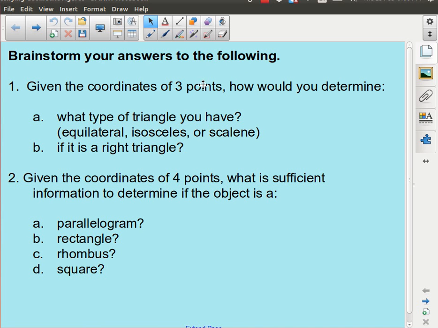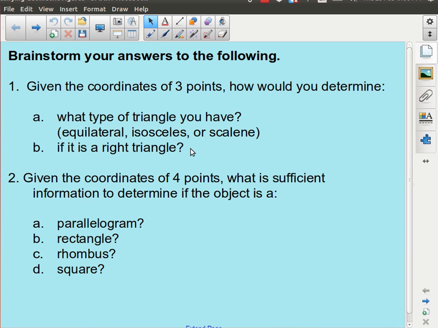If I gave you 3 points, you can draw line segments between those points and form a triangle. There are different types of triangles. Equilateral triangles have all 3 sides equal. Isosceles triangles have 2 sides equal and then the third side is different. Scalene triangles, all 3 sides are different. So what principle or principles have you learned so far that might allow you to classify a triangle between those 3?